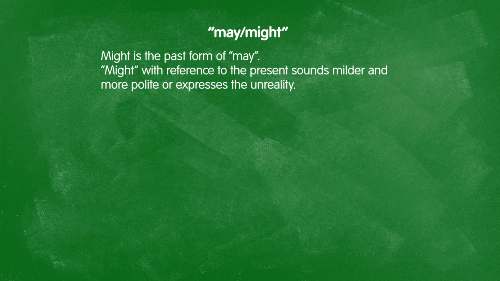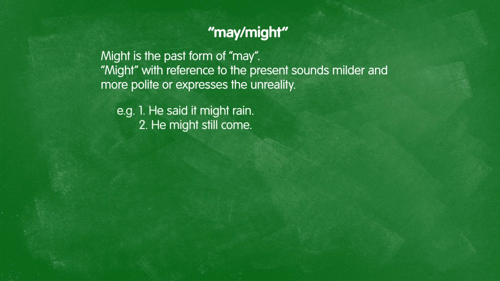Now, that's all for can and could, and let's move on now to the modal verbs may and might, as well as compare them with our previously examined can and could. Might is the past form of may, which you may know. If you use may with reference to the present, it actually represents a more polite form of may and expresses the possibility. Like in the examples, he said it might rain, and he might still come.